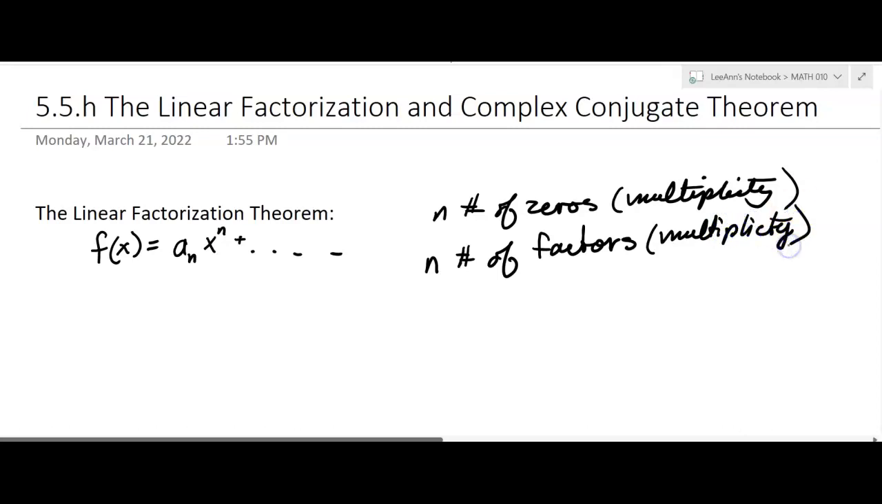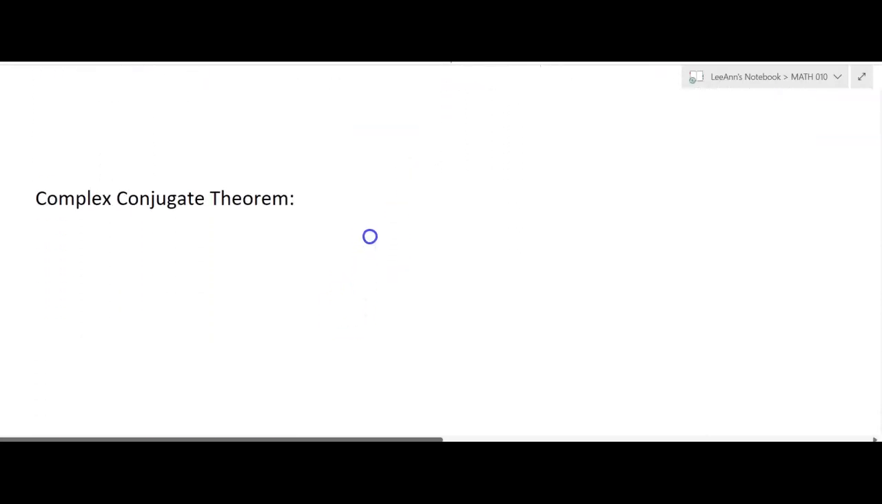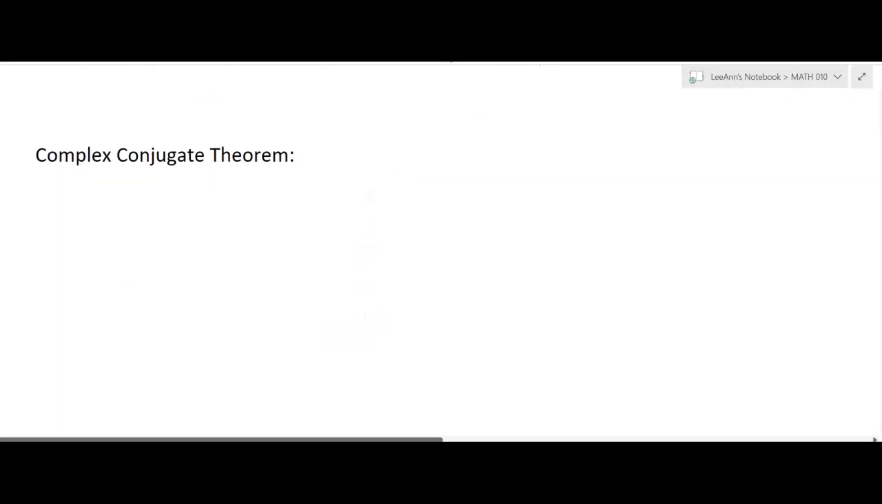So we know each zero can be written as a factor. You have n of them, and so you're going to have n factors. N zeros means n factors. Okay, now we talked a little bit about complex numbers, that they could be a zero of the function, and we had some in that one example.